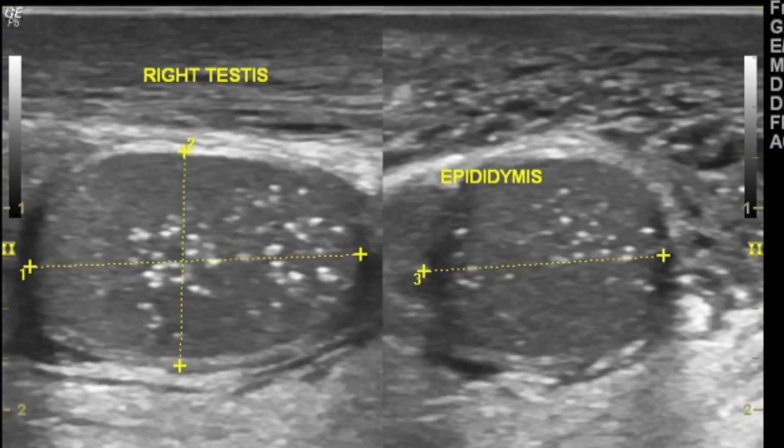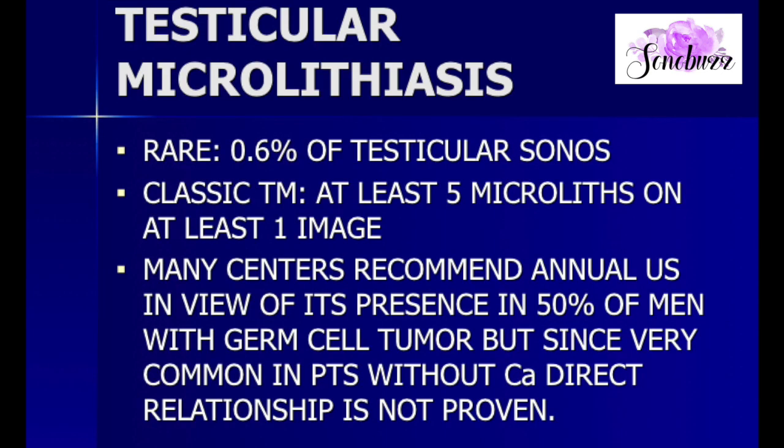Case number 10. A slightly older slide from my collection showing transverse section, showing both the testes, and you see multiple echogenic calcific foci within both the testes. The patient, as you can see, had come for scrotal enlargement. You can see the marked wall thickening. And of course, incidentally, I picked up these multiple tiny calcific foci within the testes. So we are dealing with testicular microlithiasis.